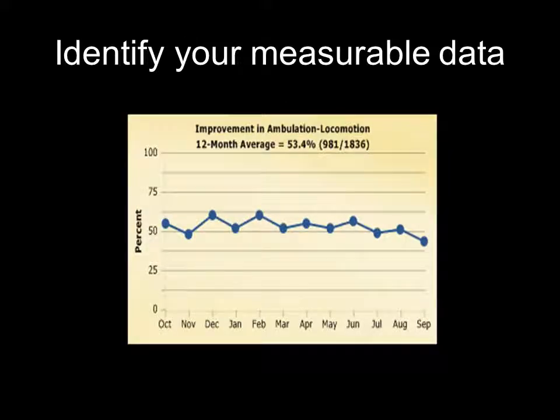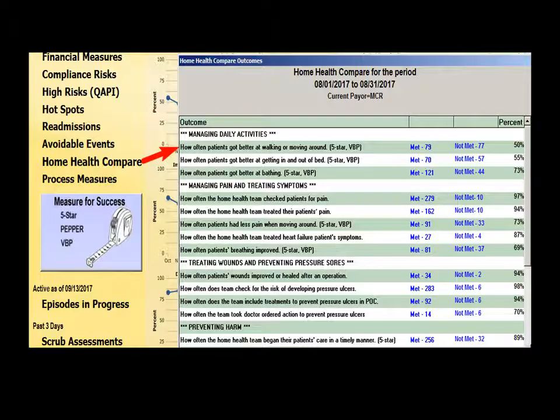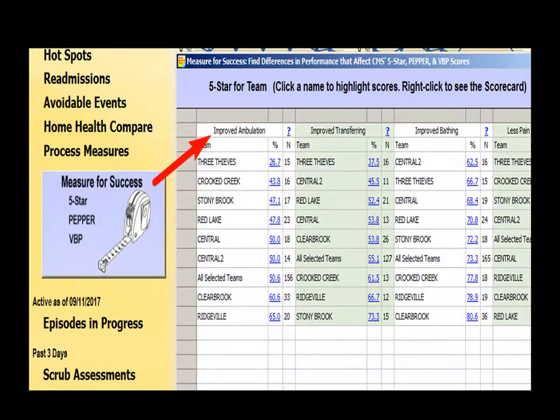As I mentioned, QAPI or any improvement project is not a new concept to most of you and can be broken down to a few manageable steps. The first of these steps is to use your data to determine where to focus your QAPI efforts. If we are considering a measure such as improvement in ambulation, this can be done a few ways in HomeHealthGold, such as from a dashboard graph, from Home Health Compare, or from Measure for Success.